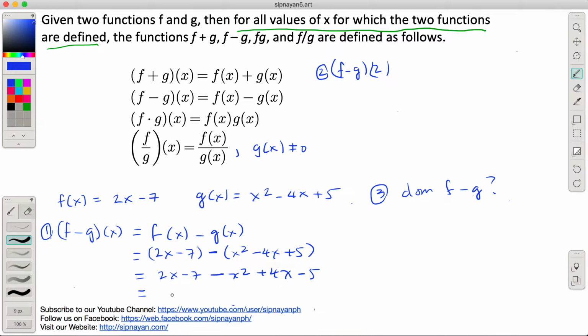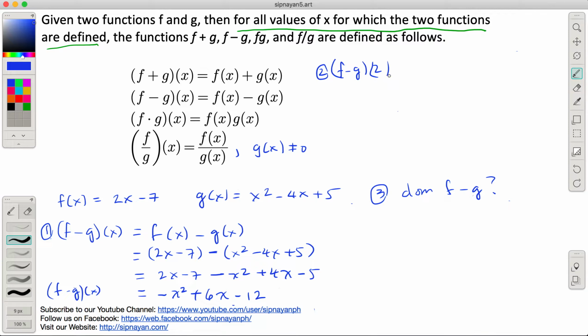So, madalas, no, ina-arrange natin yung ating polynomial expressions in decreasing powers, no? So, ito mauna yung negative x squared plus meron tayong 2x tsaka meron tayong 4x. So, parehong positive. So, we add 6x. And then, meron tayong minus 7 tsaka minus 5, which is minus 12. Okay? So, this is f minus g of x. No?